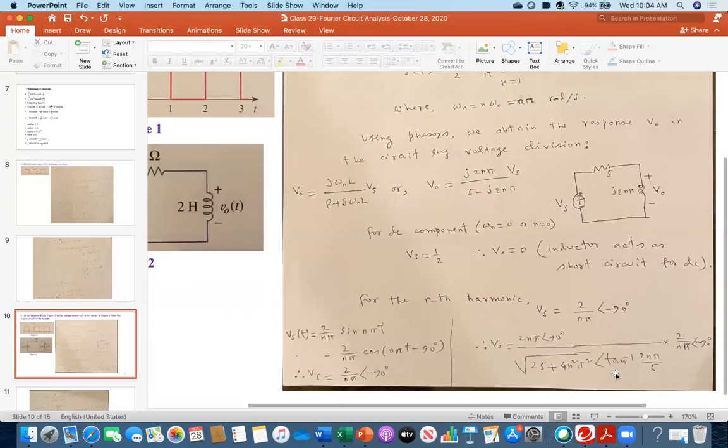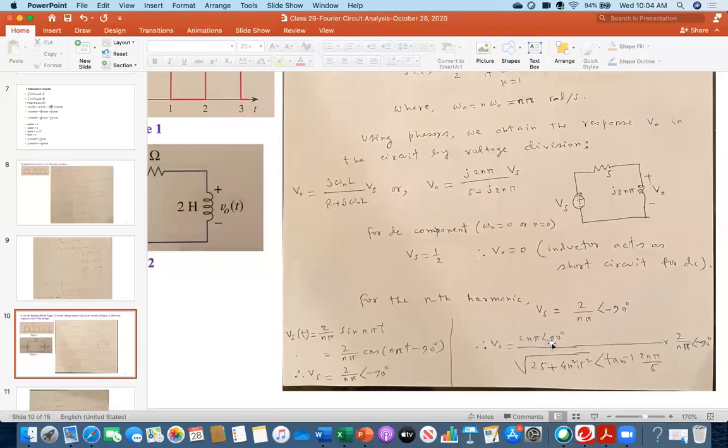So what is the meaning? What is its magnitude? Magnitude is root over 5 square plus 2 square n square pi square. That is the magnitude. And then what is the angle in polar form? Tan inverse 2n pi over 5. So everybody, now could you follow what I said? Yes. Okay. And then you can simplify this one.